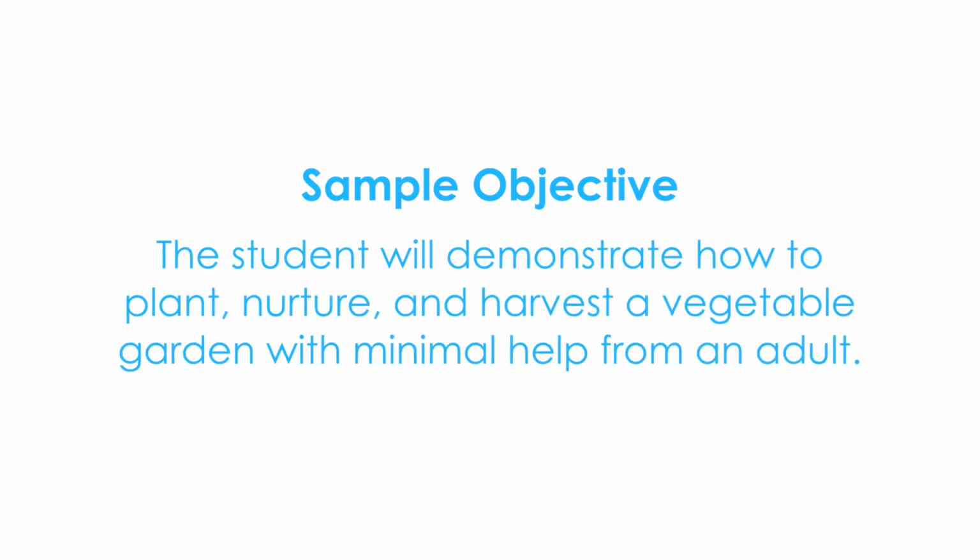Okay? So I didn't say that they would understand their math facts. I just said that they would be able to repeat them. All right, so that's an example of an objective. Here's another one. The student will demonstrate how to plant, nurture, harvest a vegetable garden with minimal help from an adult. So there you've got it again. Student is our A. Our B, behavior, was demonstrate how to plant, nurture, and harvest a vegetable garden. And then the condition was with minimal help from an adult. That was their degree of mastery.